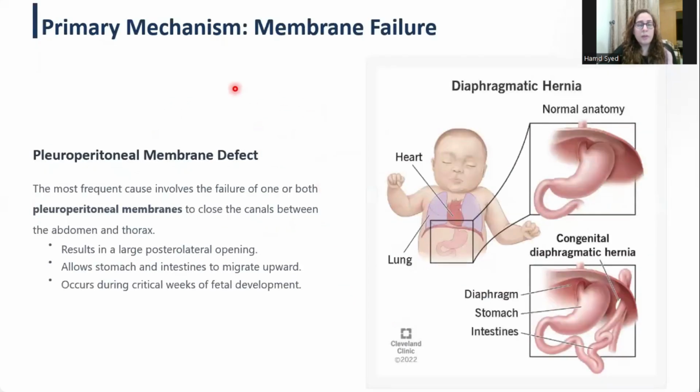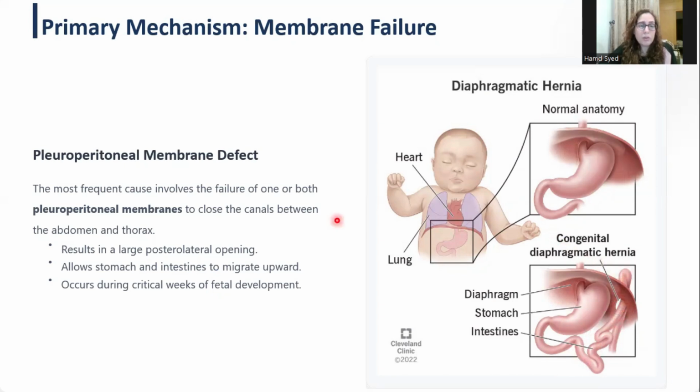So the primary type, that is known as the Bochdalek hernia, occurs when there is a defect in the pleuroperitoneal membrane. So over here you can see the normal human anatomy, and in the normal human anatomy the diaphragm has formed a complete solid barrier between the thoracic cavity above and abdominal cavity below. But in case of a congenital diaphragmatic hernia, which usually occurs on the left side, there is an abnormal opening within the diaphragm. And this causes the intestinal contents to enter the thoracic cavity.